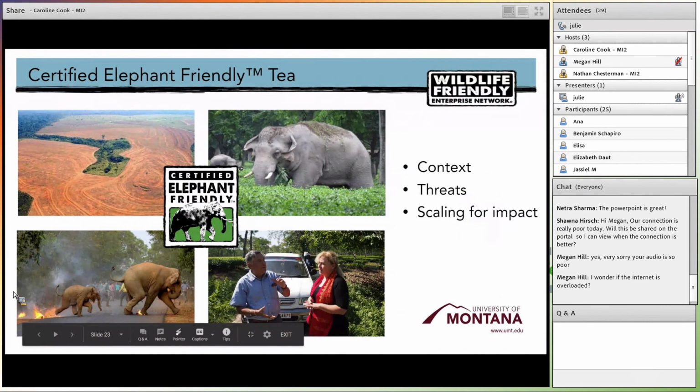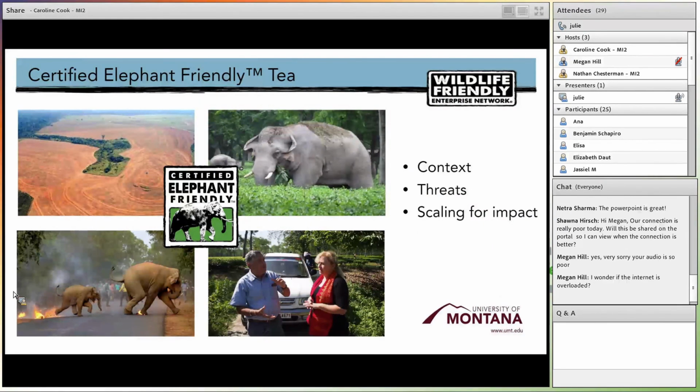And then another case study, certified elephant-friendly tea from India. This is a partnership with the University of Montana. A little historical and ecological context. In the 1800s, the tea plantations were established in the Asian elephant regions by the British. That habitat is now highly fragmented, and elephants need to move through tea lands between fragments of forest to meet their needs for survival. And of course, increased human activity means increased human-elephant conflict.